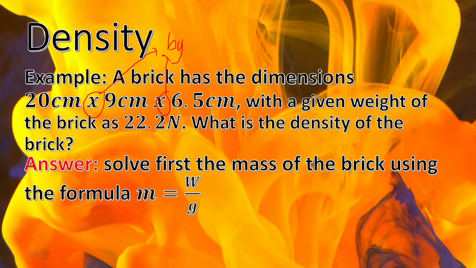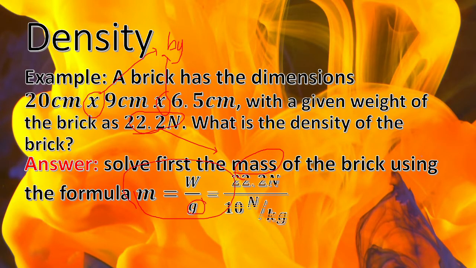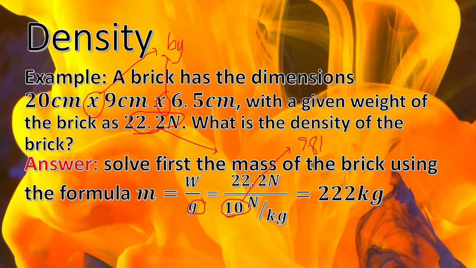First, you need to solve the mass of the brick, because we are given the weight. Solving for the mass, we need the formula: mass equals weight over gravity. Gravity is the gravitational field strength of the Earth. So that would be equal to the weight, which is 22.2, over the gravitational field strength, which is 10. The exact amount of gravitational field strength is 9.81, but for this we'll just use 10. After the calculation, that would be equal to 222 kilograms.